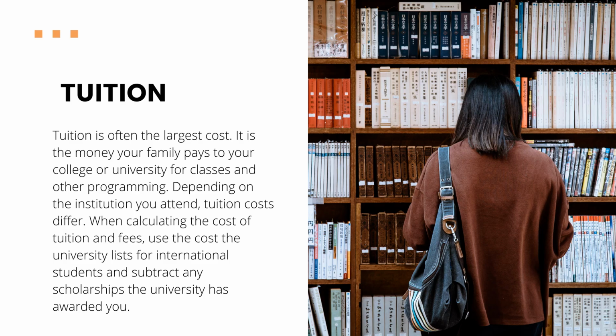Tuition. Tuition is often the largest cost. It is the money your family pays to your college or university for classes and other programming. Depending on the institution you attend, tuition costs differ. When calculating the cost of tuition and fees, use the cost the university lists for international students and subtract any scholarships the university has awarded you.